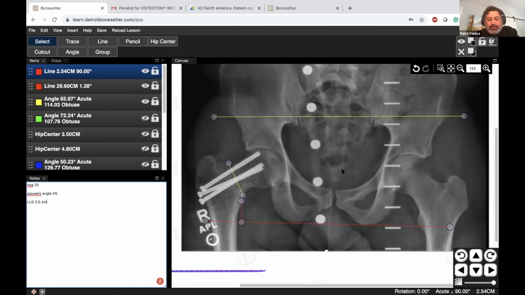So we have a 25-year-old male with a varus non-union of his femoral neck, retained hardware, a 25 to 30-degree neck shaft angle difference, a 65-degree Powell's angle, and a leg length discrepancy of about 2.5 centimeters. So I'm going to stop there.